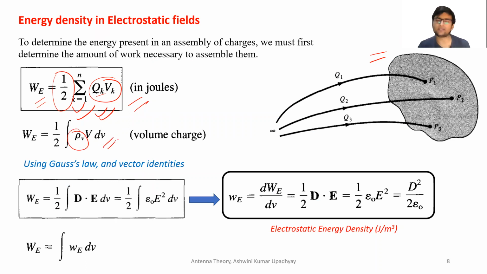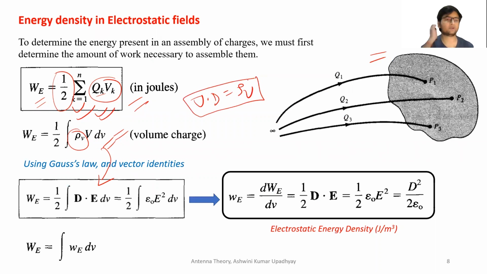So both are the same thing, just the different charges have been converted to volume charge density. Now using Gauss law and some vector identities, we can convert this formula into this. So we know that del dot D is equal to rho V from Gauss law, right? And so this rho V can be replaced with del dot D.